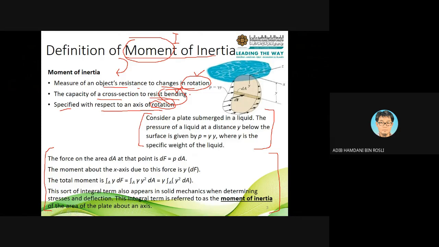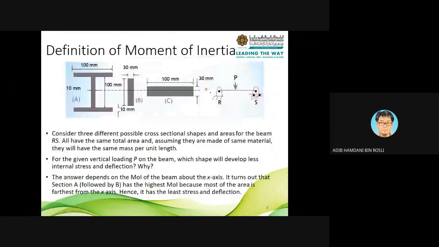But generally speaking, like I said, simply said, it is the ability of a cross section or an area to resist rotation. As simple as that. Rotation mainly due to the moment. Okay, and for instance, you have this RS beam, right? This is a beam. You apply load P somewhere on the beam, and at the left end R it is pin supported, right? And at S it is roller supported, right?